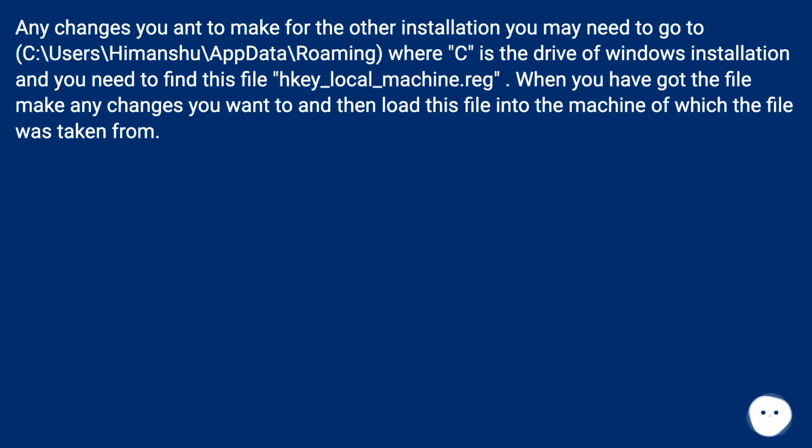Any changes you want to make for the other installation, you may need to go to c:/users/himanshu/appdata/roaming, where C is the drive of the Windows installation, and you need to find this file, HKEY_LOCAL_MACHINE.reg. When you have got the file, make any changes you want to and then load this file into the machine from which the file was taken.